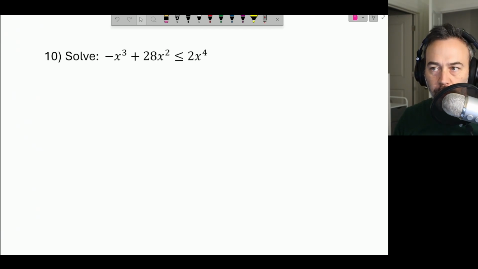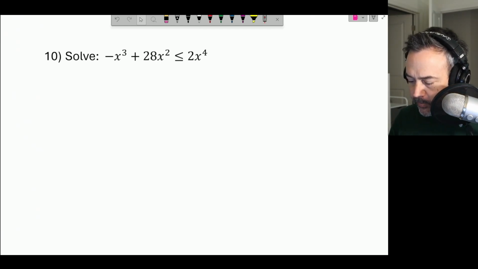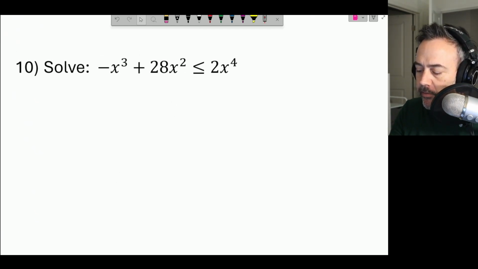Okay, let's do number 10. This is an inequality. Whenever you have an inequality, move everything to one side. I will subtract the 2x to the fourth to the left. You can also add the other stuff to the other side. I'll just make a point by doing it the slightly longer way.